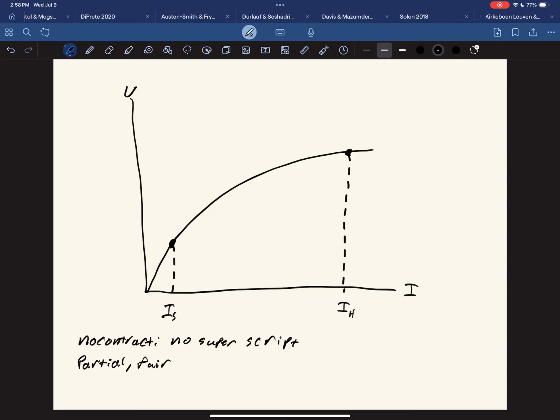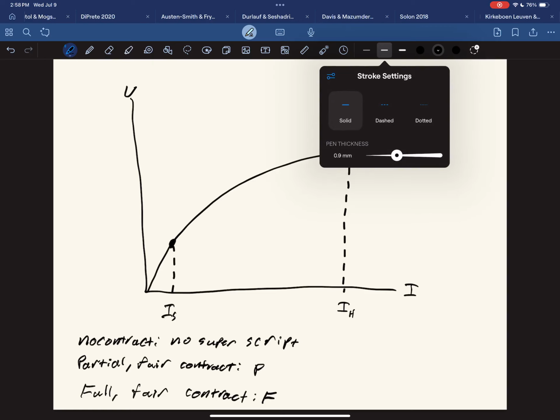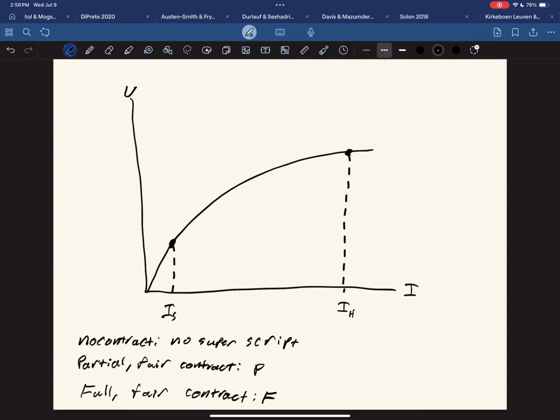fair contract, which is going to be denoted as a P. And then we're going to have a full fair contract, which is going to be denoted with an F. Okay, so you guys have seen this graph a few times already. This is our basic utility versus income graph for someone who's getting sick.